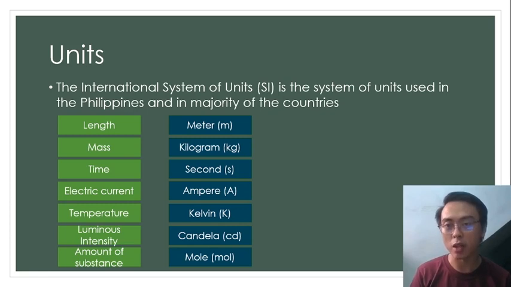For length, it's meter. For mass, it's kilogram. Time, seconds. Electric current is amperes. Temperature is Kelvin. Luminous intensity is candela. And the amount of substance is mole.